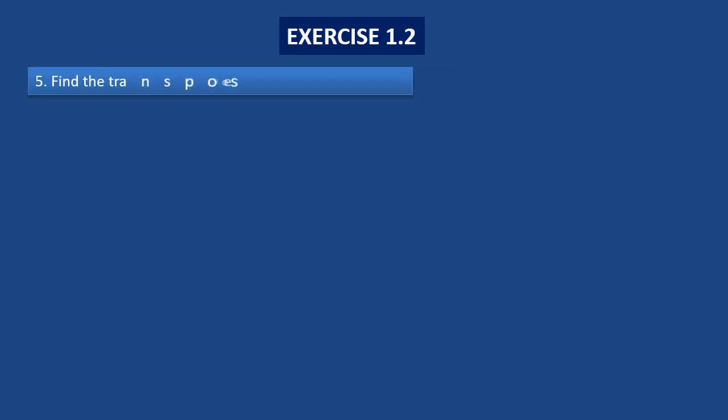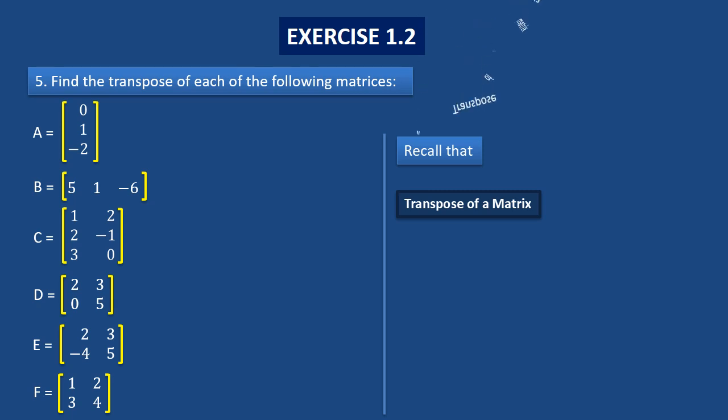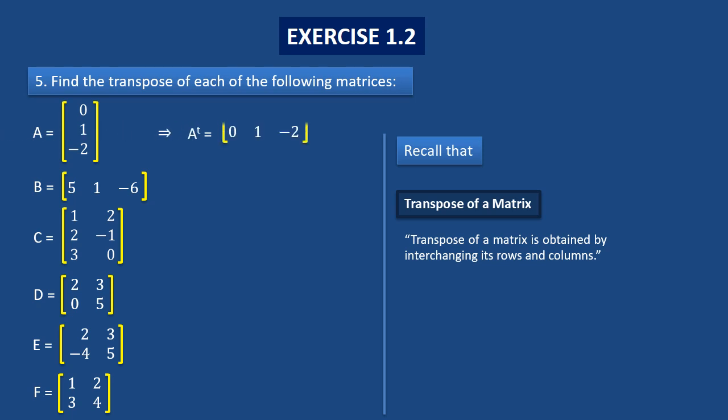In question number 5, we have to find transpose of matrices A to F. Recall that the transpose of a matrix is obtained by interchanging its rows and columns. In this way, transpose of a column matrix A is a row matrix, and vice versa for matrix B, that is, transpose of a row matrix is a column matrix.